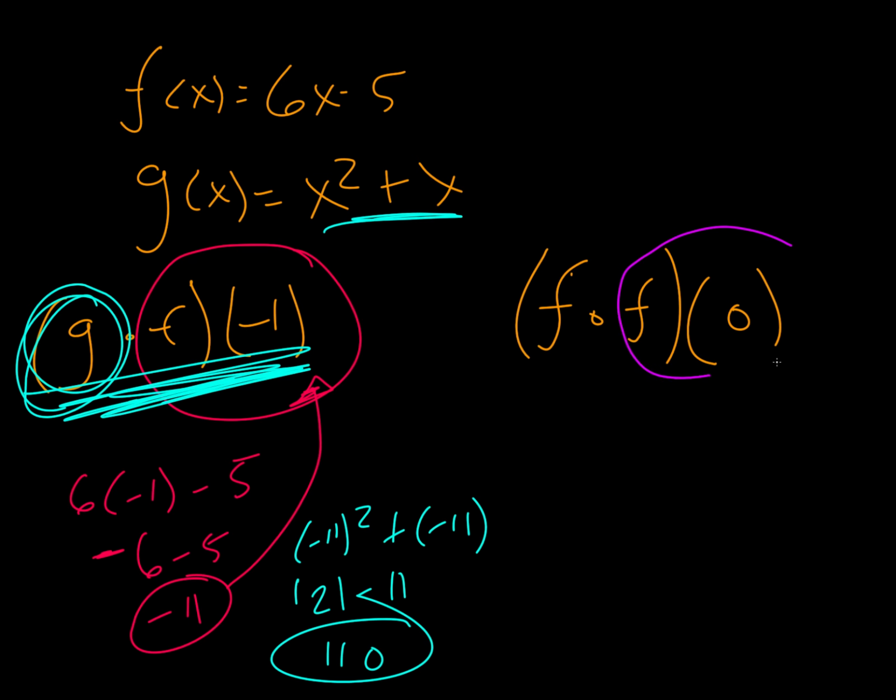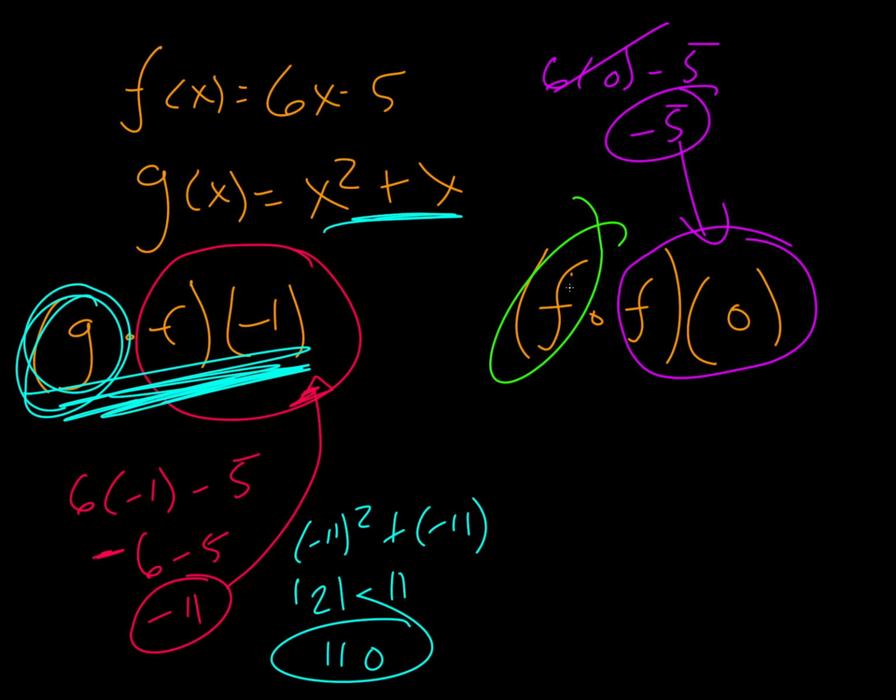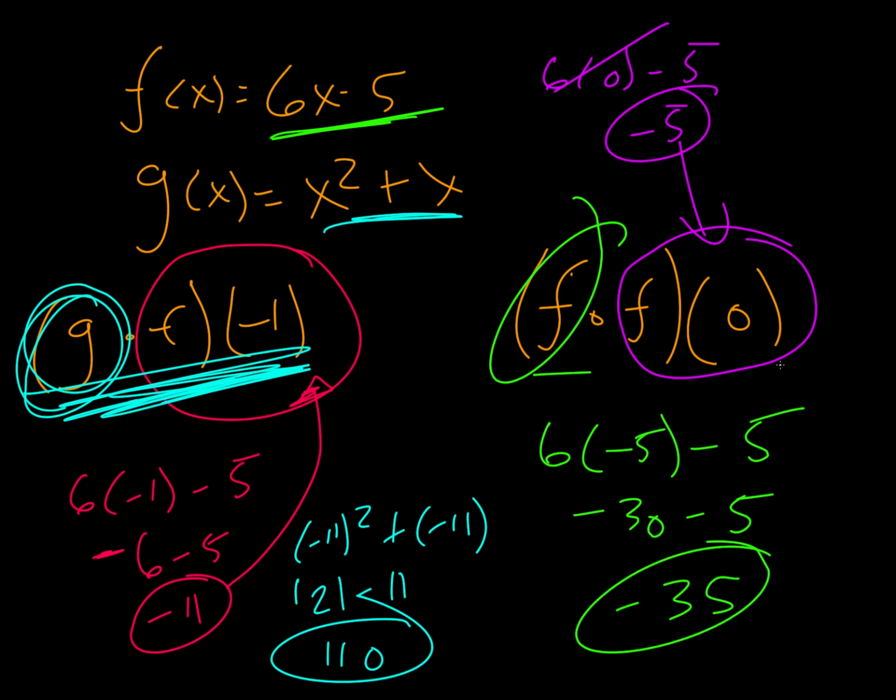Okay, first thing we need to do is find f of 0. So we use f, plug in a 0. That just goes away, so that's negative 5. Now since this thing is negative 5, we're going to take that and we're going to plug it in to the other f, which is the same function. And so we get 6 times negative 5 minus 5. So that's negative 30 minus 5, negative 35. So f of f of 0 is negative 35.